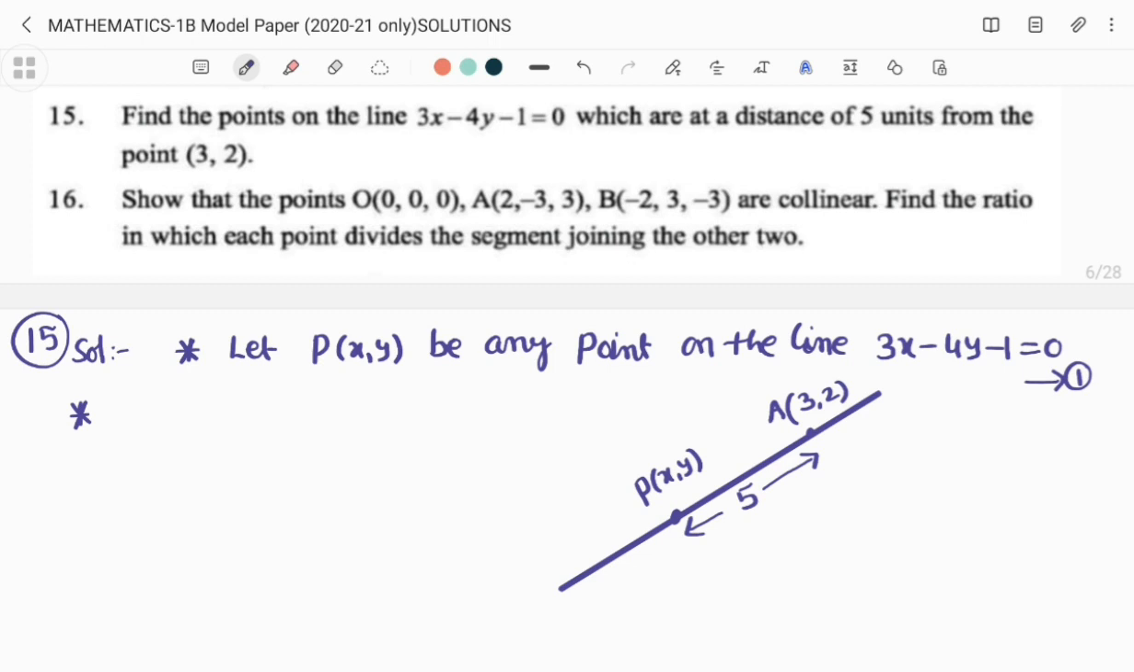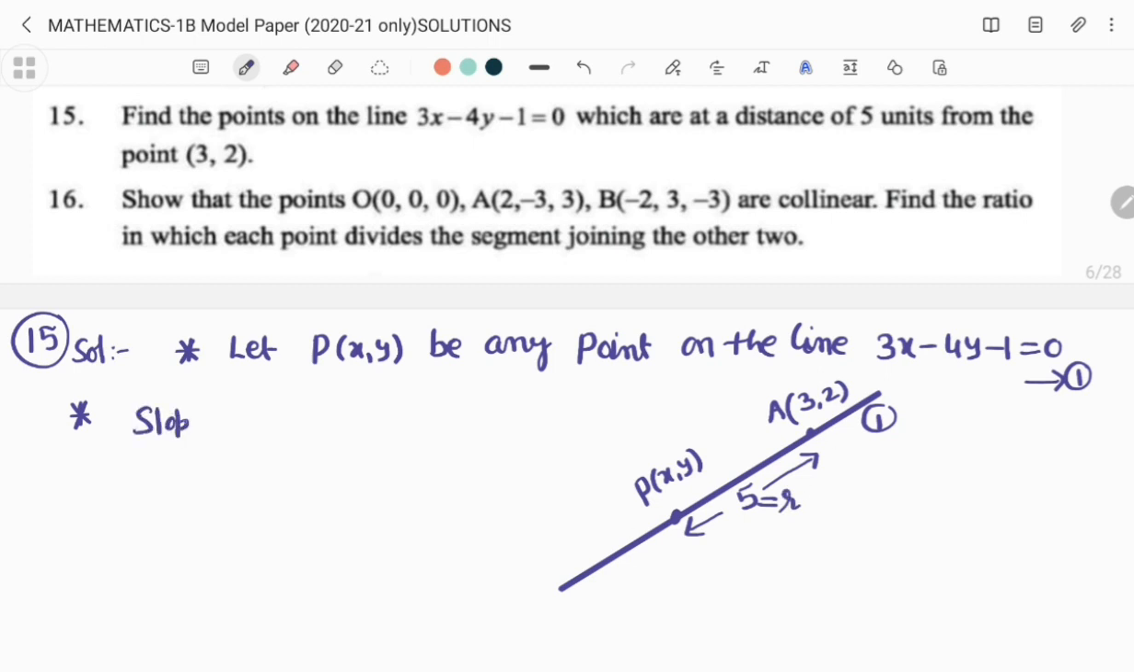Find the points on the line. This is equation number 1. So calculate the slope of equation 1. Why am I calculating the slope? To get the points. Whenever 5 is there, we will consider it as R, the distance between these two points, PA.